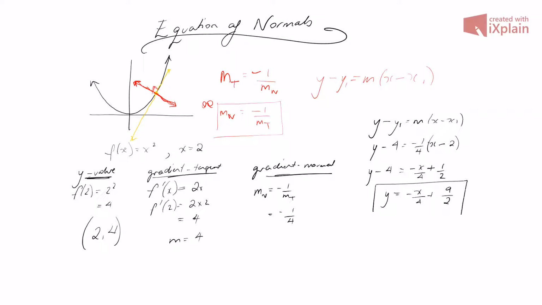So, the equation for the normal is no trickier than finding the equation for the tangent. It's exactly the same process, except you have to add in one extra step. Hope that helps. Let me know if there's anything else we can go through.